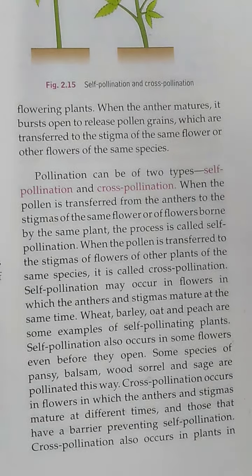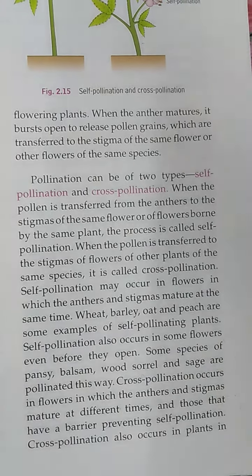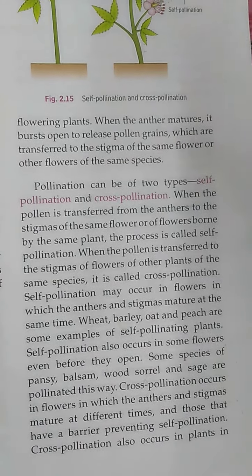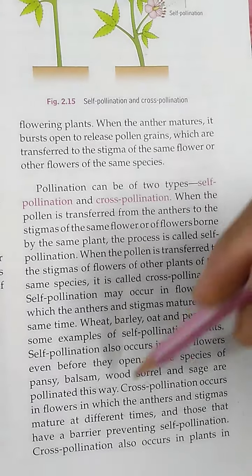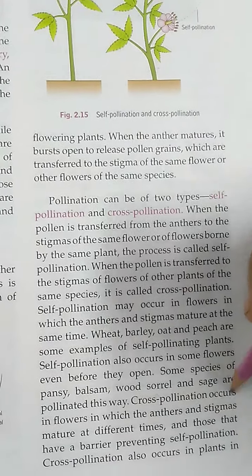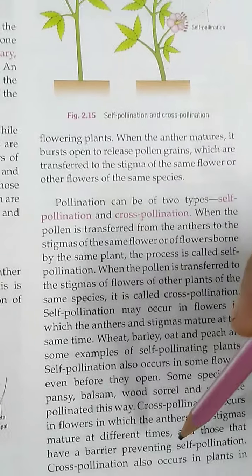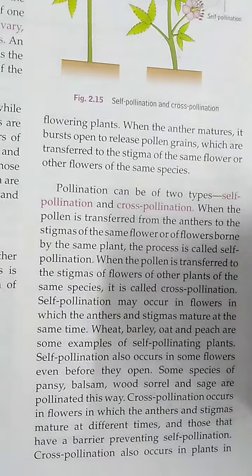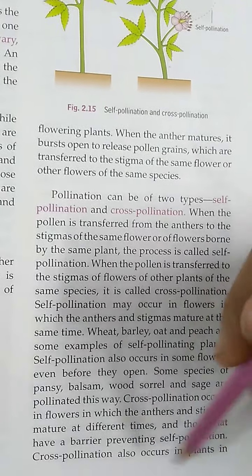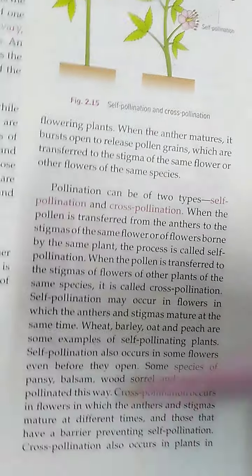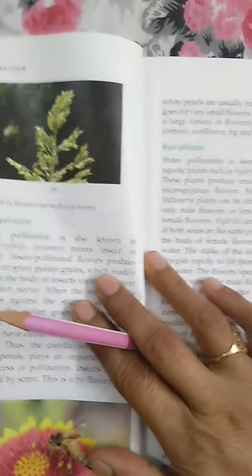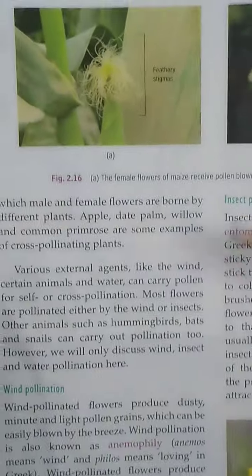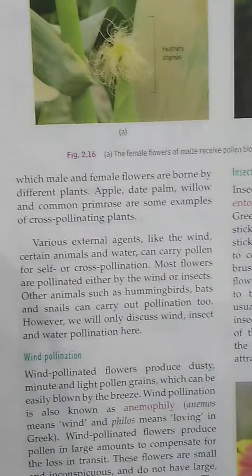wood sorrel and sage. Now examples of cross pollinating flowers: in cross pollination, both the anthers and stigmas mature at different times, and they have a barrier which prevents self pollination. This kind of cross pollination occurs in plants like apple, date palm, willow and common primrose. They are the examples of cross pollinating plants.